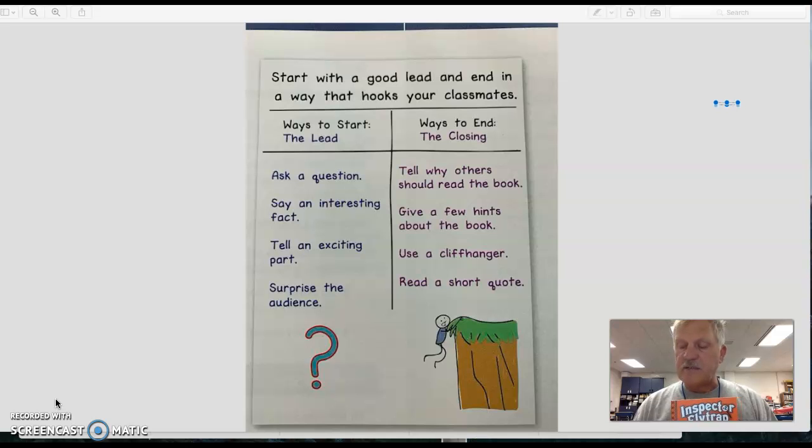There are many ways to give a lead. So looking at the chart, you can ask a question. You can say some interesting fact. You can tell an exciting part, or you can surprise the audience.